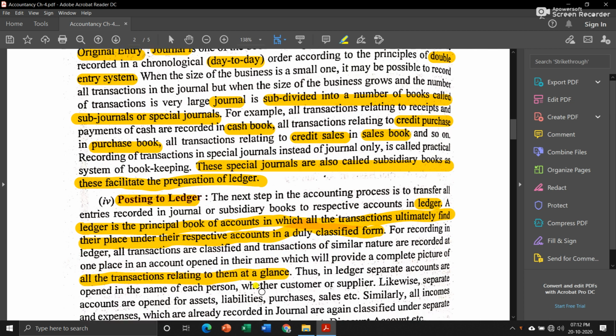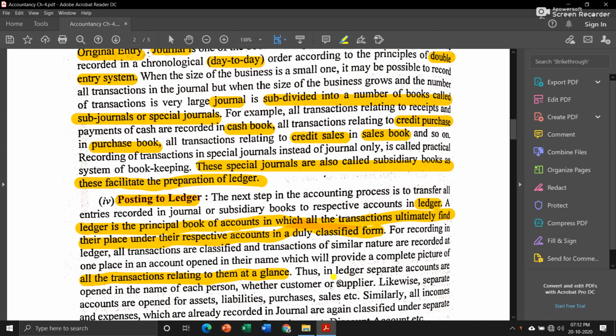Suppose you want to check whether a particular transaction had taken place regarding purchases. What you have to do is open the ledger book, search for the purchase account, and in that account you will find all the transactions related to purchases. So the ledger gives you the facility of locating a transaction easily if you know the name of the account.